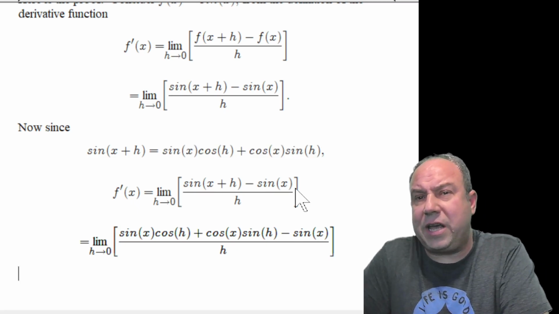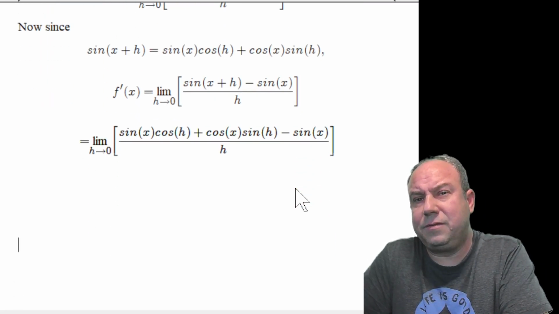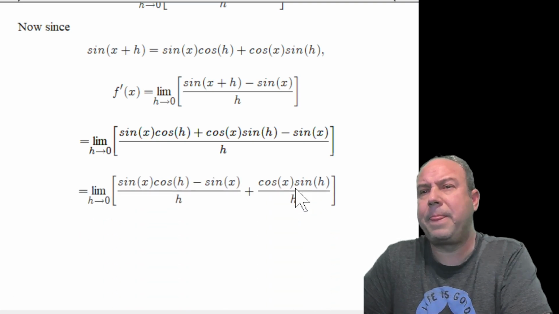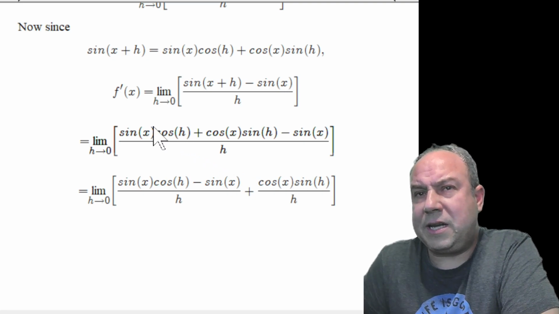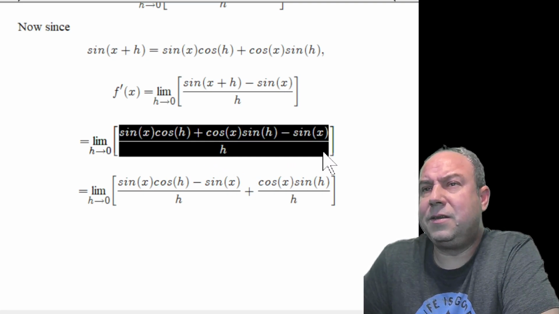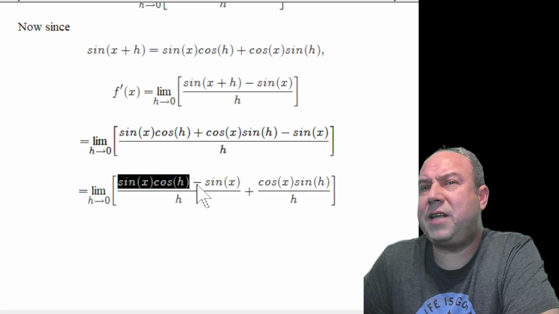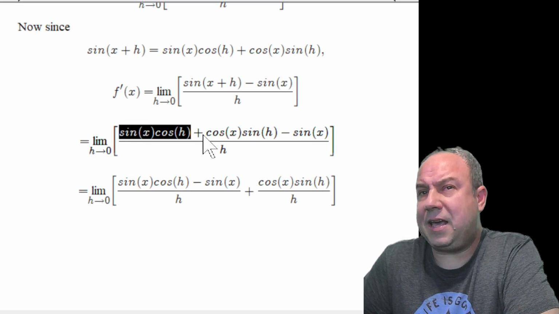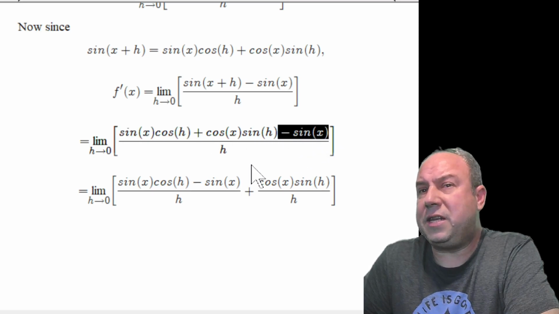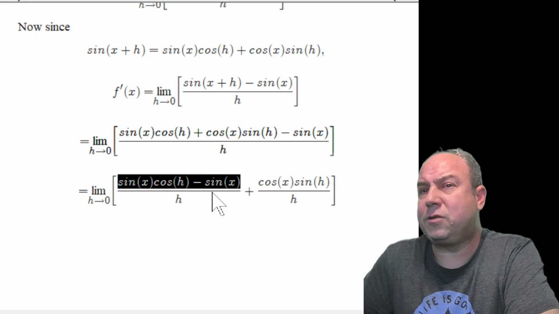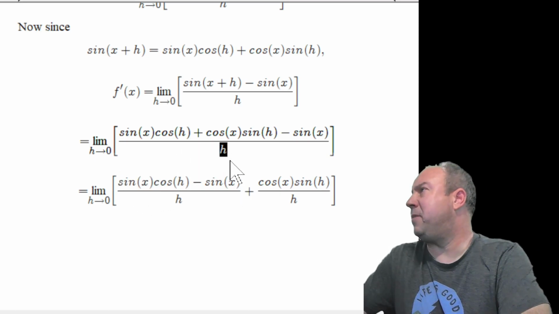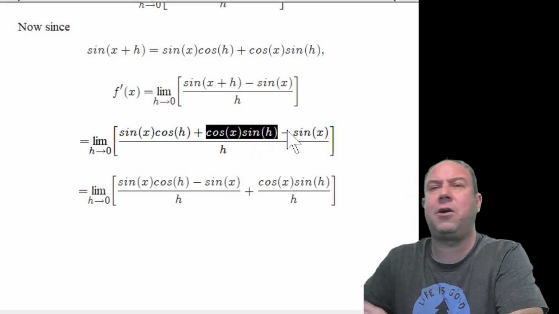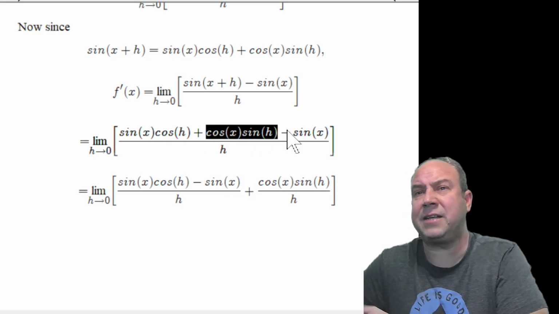Now, in this variation, we can organize this ratio into the following statement. We can group the sine x cosine h with the negative sine x in our first group and divide that by that common denominator of h. And add to it in our second group the term in the middle, the cosine x sine h.